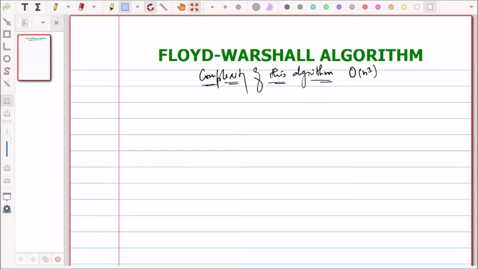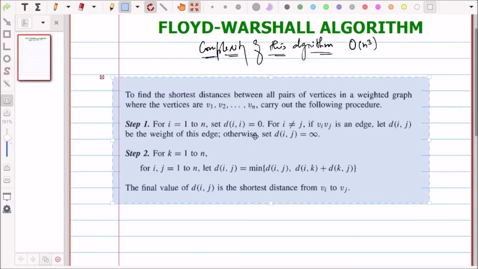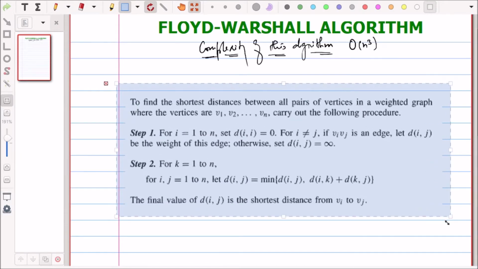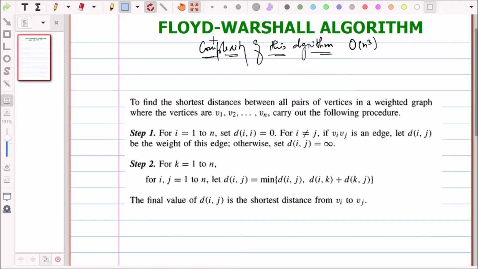So these are the two steps. Here also there are two steps, and the second step is an iterative step. So basically it repeats for every value of k. This is to find the shortest distance between all pair of vertices in a weighted graph where the vertices are v1, v2, ..., vn. So there are n vertices, and we carry out the following procedure.